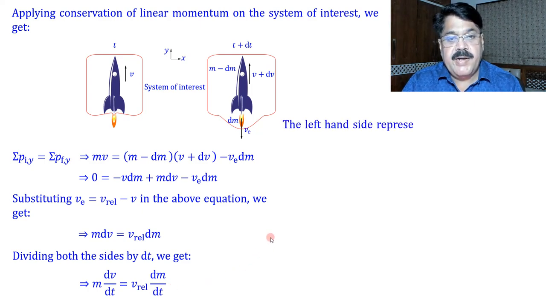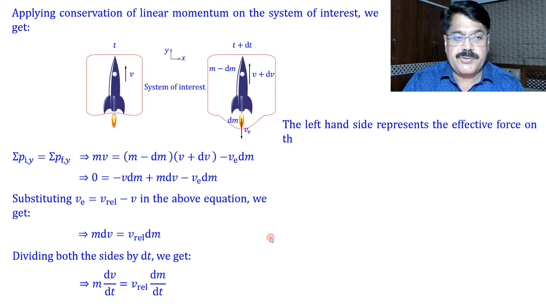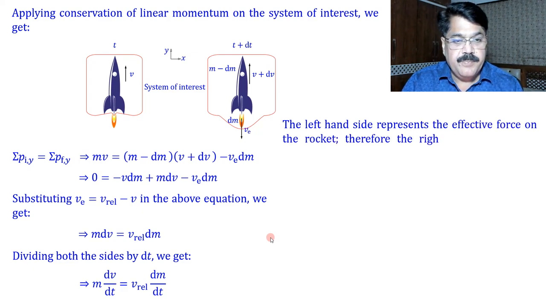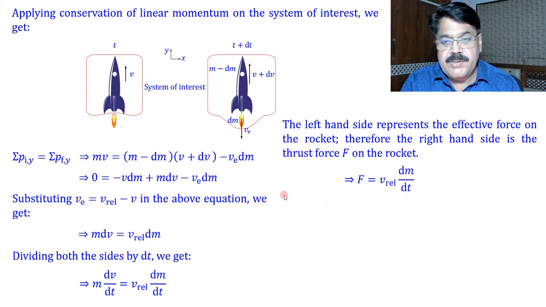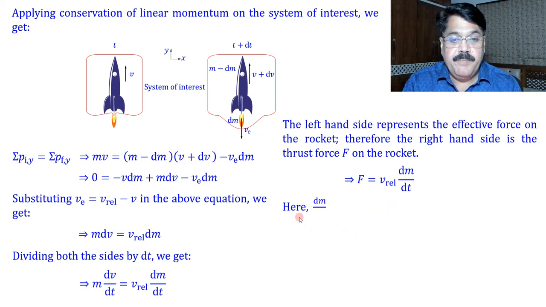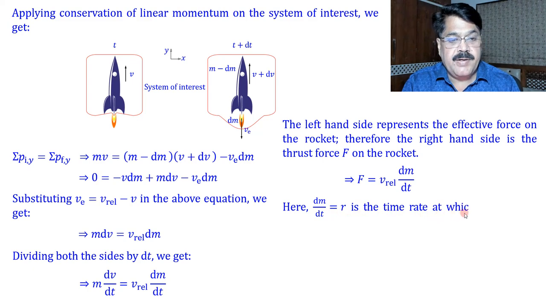The left hand side represents the effective force on the rocket. Therefore, the right hand side is the thrust force F on the rocket. So we can write here F is equal to v relative dm by dt. Here we have considered the thrust force to be upward, so that is the magnitude. And what is dm by dt? dm by dt is the rate at which fuel is being burned, the R which is given. Here dm by dt is equal to R, the time rate at which the mass of the rocket decreases. So we can write R also, but I am writing dm by dt.